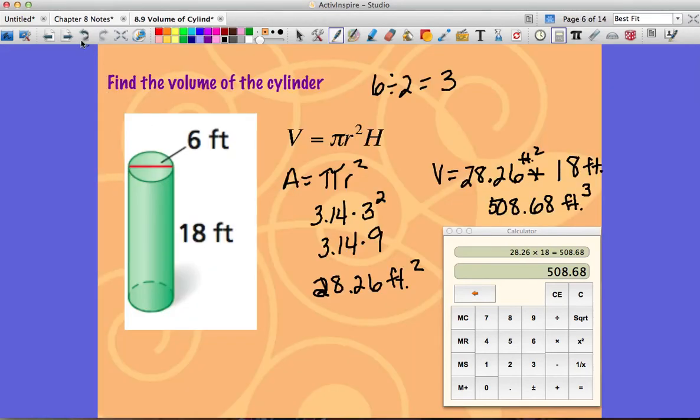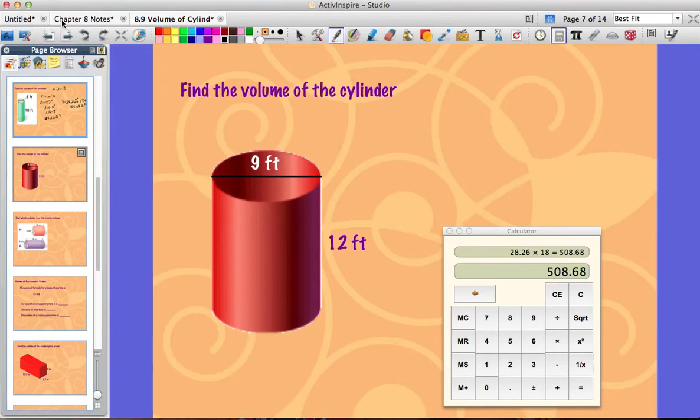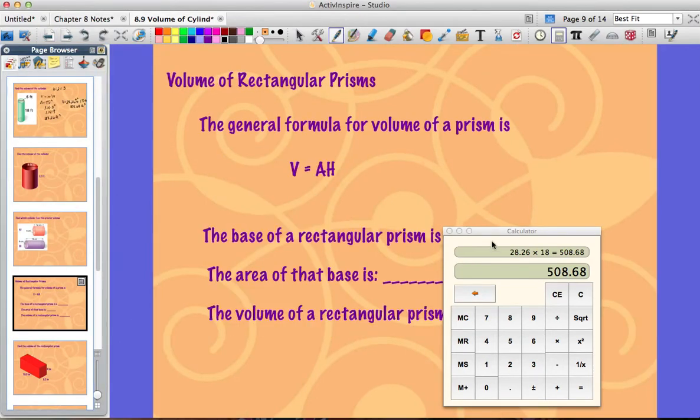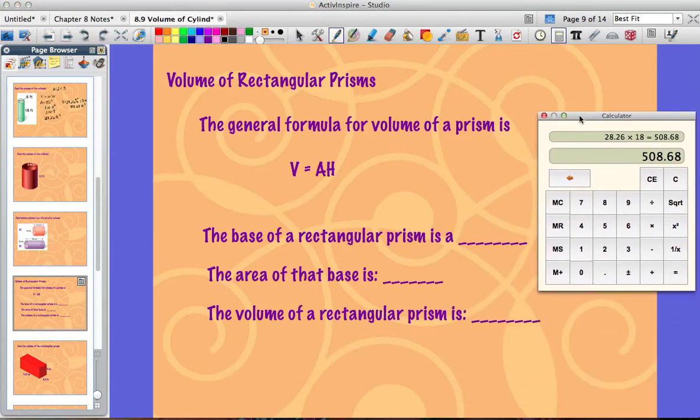However, we're not finished. We just talked about cylinders. So now we are going to move on to prisms. And first we're going to talk about rectangular prisms. We're only going to do rectangular prisms and triangular prisms for this unit.